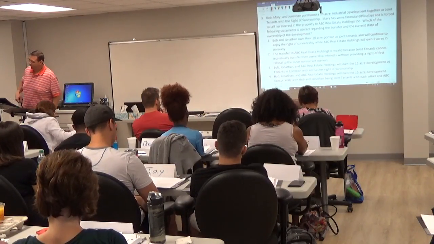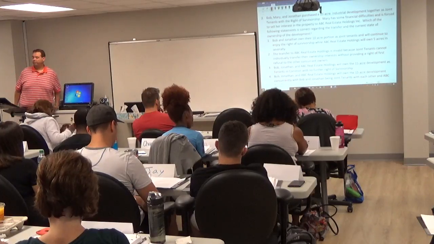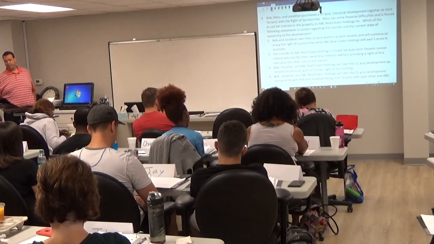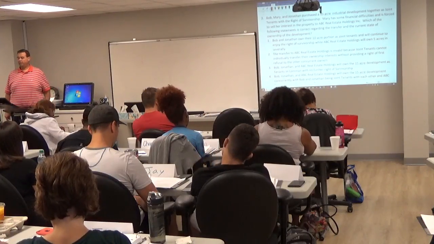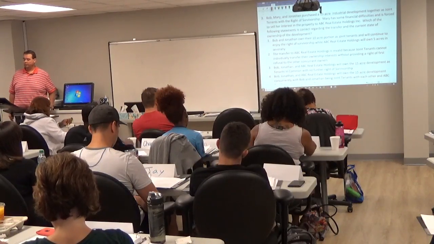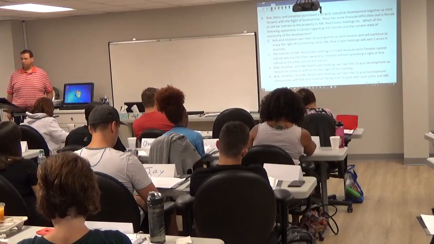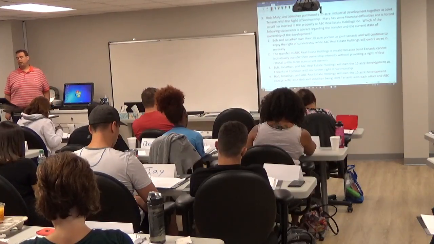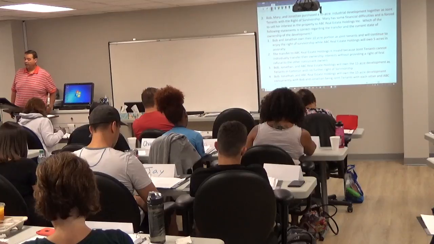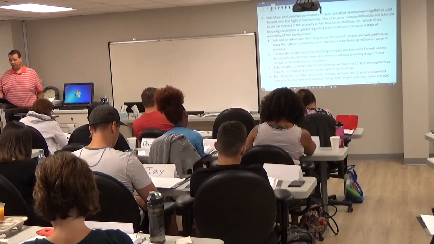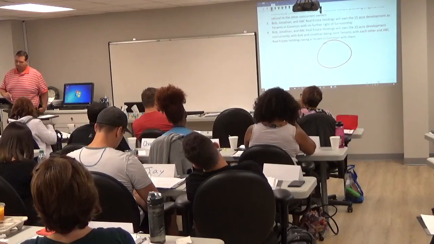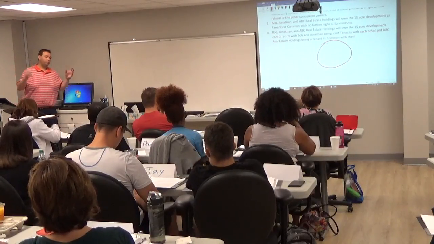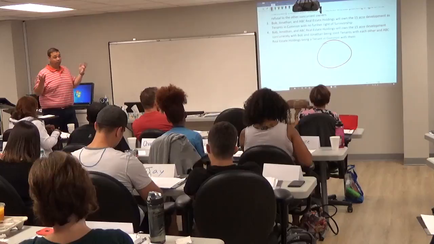Number 3, Bob, Mary, and Jonathan purchased a 15-acre industrial development together as joint tenants with the right of survivorship. Mary has some financial difficulties and is forced to sell her interest in the property to ABC Real Estate Holdings, Inc. Which of the following statements is correct regarding the transfer and the current state of ownership in the development? So I'm going to draw myself a little picture of this thing here. Everything's a pie chart, because a pie chart represents 100% of the ownership. Does that make sense for everybody?